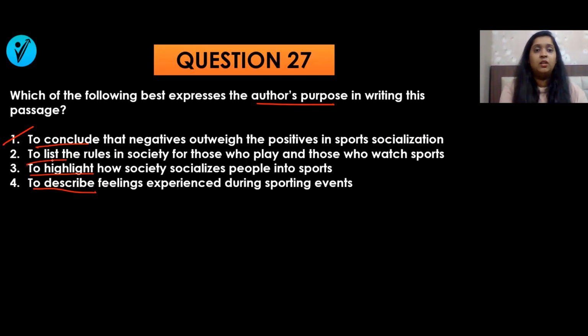To list the rules in society for those who play and those who watch sports. So he's not listing down any rules to highlight how society socializes. This is about how society socializes people into sports, not any one particular category. So this could be my prospective answer. To describe feelings experienced during sporting events. He is not describing the feeling, that is just a part of it, but the entire purpose of writing the passage cannot be limited to this. So we will choose option 3 as our answer.